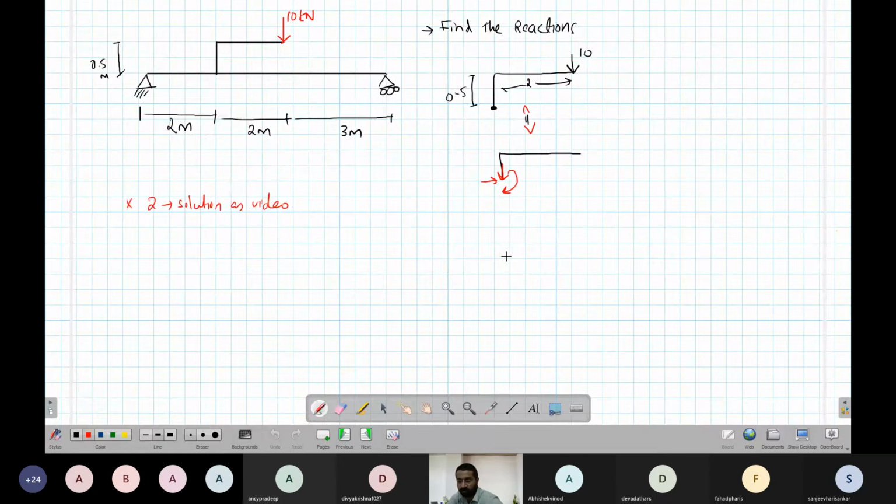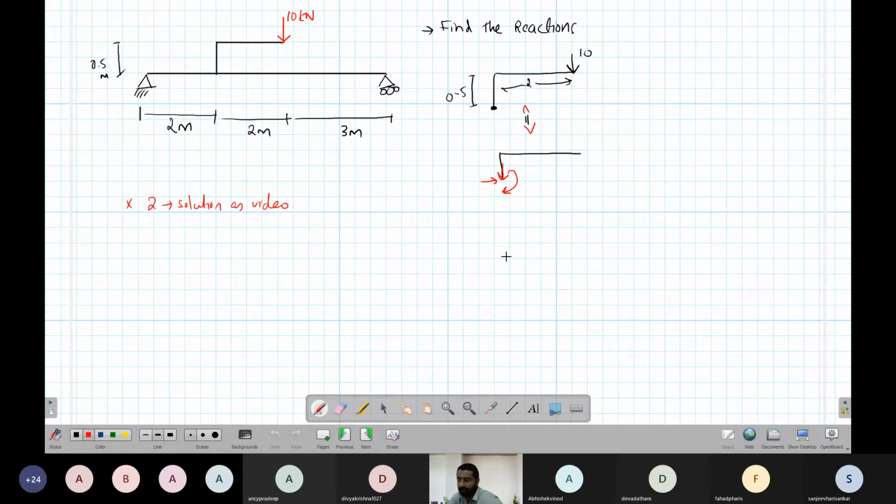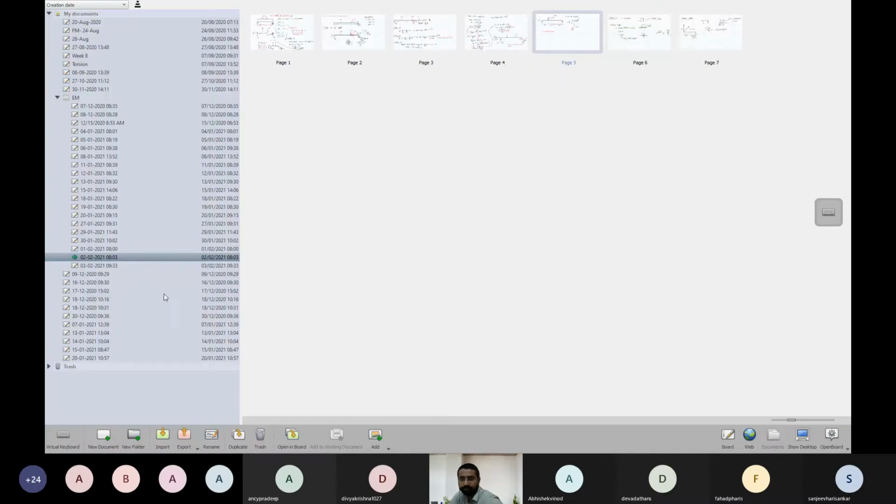We started with friction. So I think I will take two more classes on this simply supported beam, because I have 2-3 more different types of problems to tell. Then we will start with friction. This is one problem which I marked yesterday, so I think we can try to solve this.